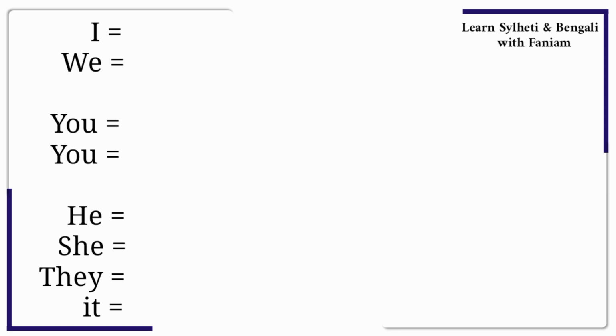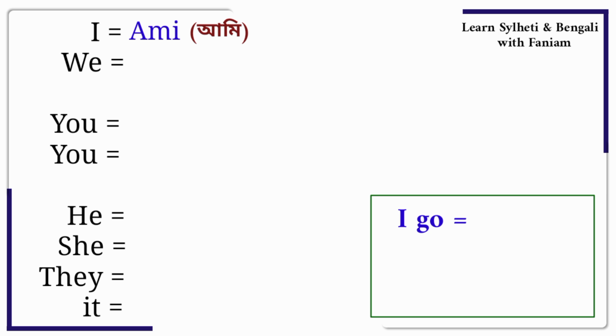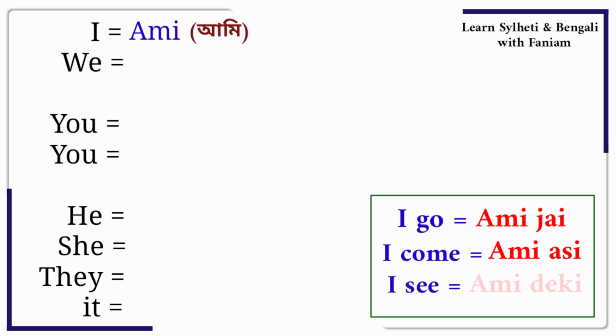For I, the Bengali pronoun is ami. Let's see an example. I go, ami jai. I come, ami ashi. I see, ami dekhi. Go, jawa. See, dekha. Come, asha in Bengali language. So if you learn some verbs, you can make any small sentence by using I.